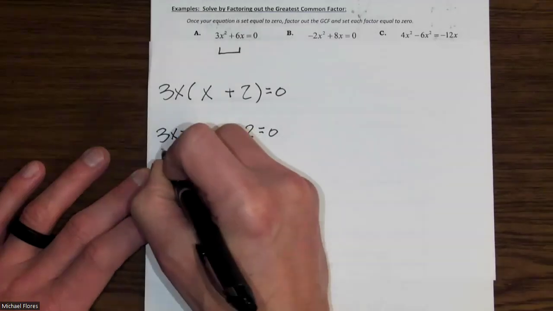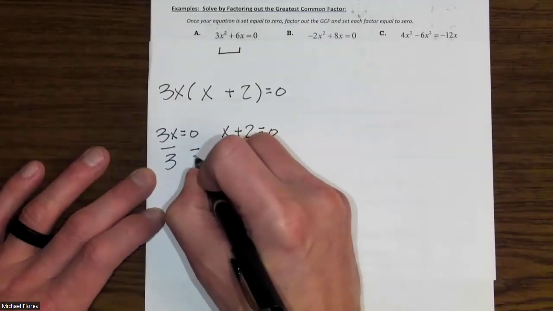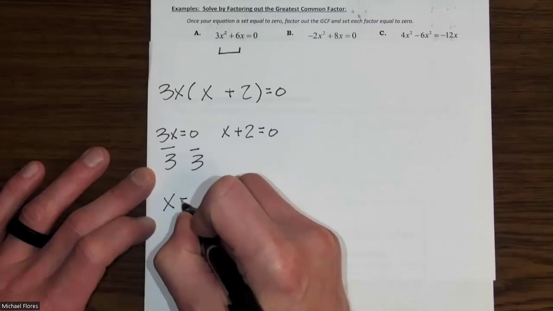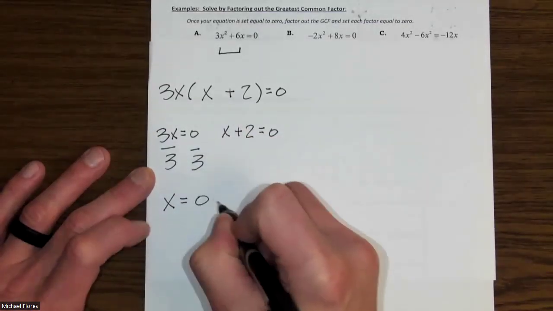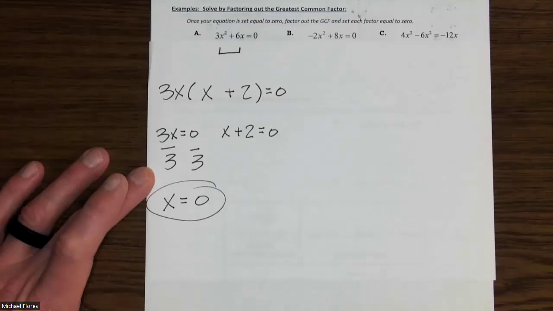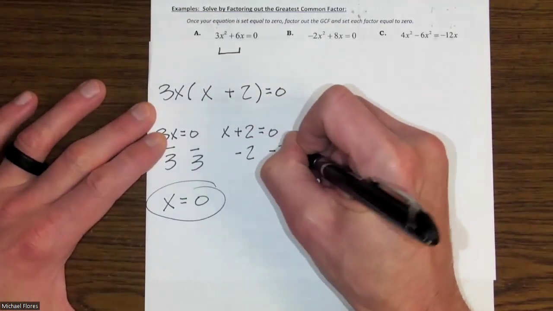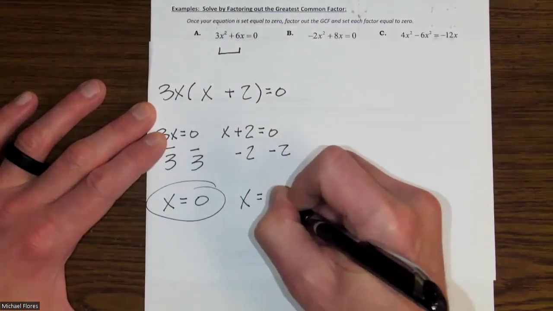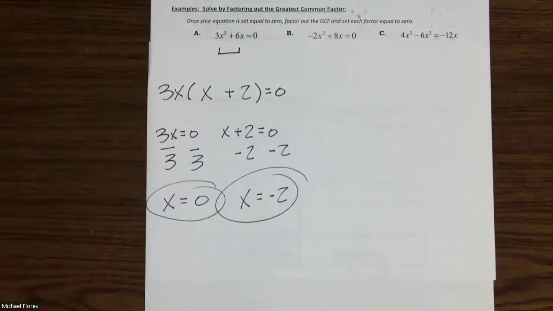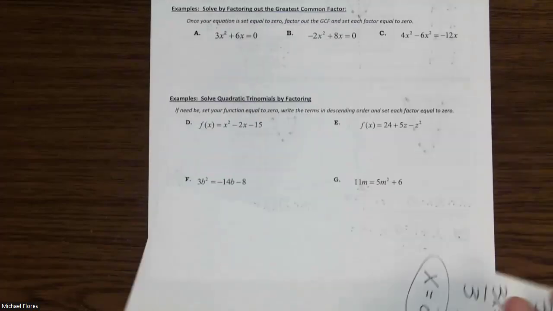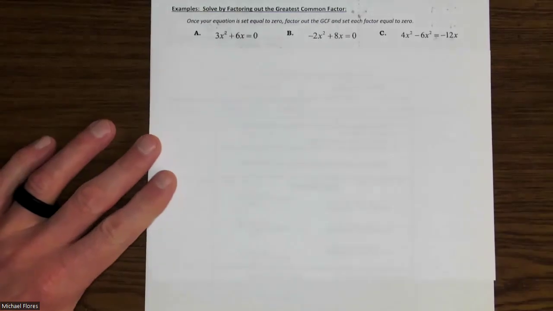By solving this one, we would have to divide both sides by 3. 0 divided by 3 is 0. That's one of our x-intercepts. That's one of our solutions. Here you would need to subtract 2. So our solutions are 0 and -2. We have now solved. Example B.